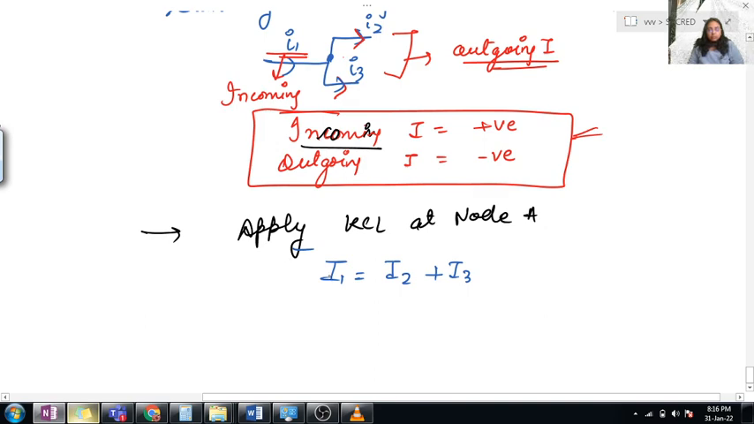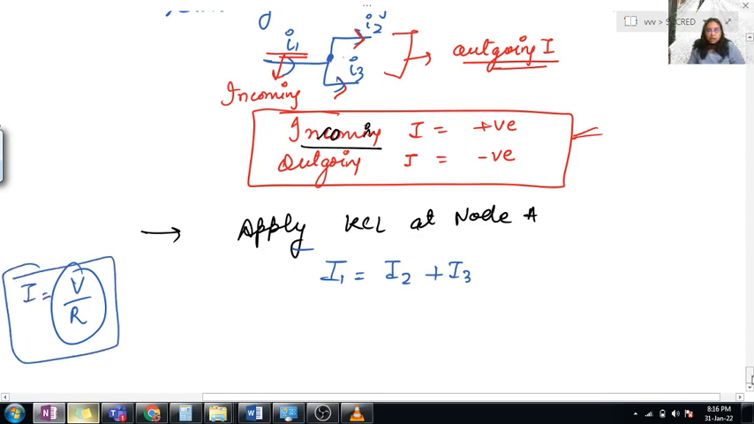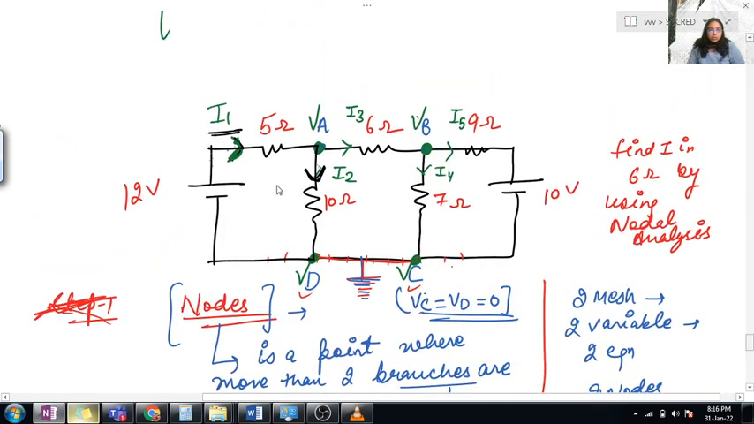Next is I1. We have to convert the value of current in terms of V by R, because you know that according to Ohm's law I is equal to V by R, right? So what can we write about I1? We are moving from node to node. Suppose you are standing at the D position and you have to move to the A position, because I1 is the current. I1 is the current which starts from VD and ends at VA, because we always consider current from node to node. So it starts from VD and ends at VA.